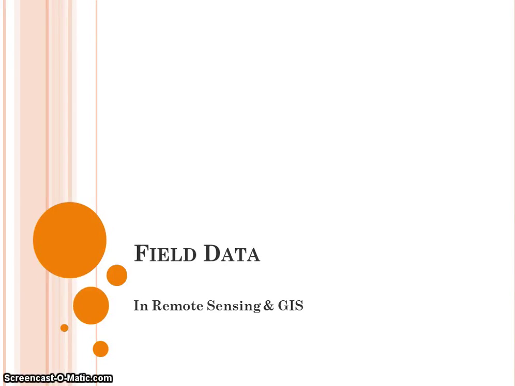This video lecture covers field data in remote sensing and geographic information systems, GIS. Field data are observations collected at or near ground level that are used to support remote sensing analysis. Essentially, an analyst uses field data to match points on remotely sensed imagery to points on the ground surface, which creates a relationship between the image and conditions on the ground.